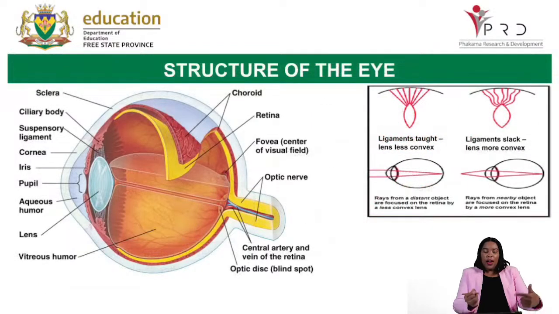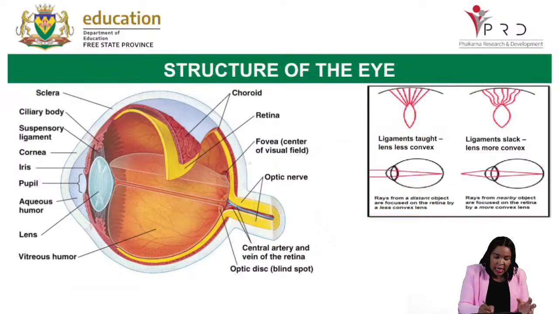Right, so the structure of the eye. How are you going to look at the structure of the eye? Please start from the outermost layer and get into the innermost layer. Remember how we did it before the prelim? You start from the outermost parts and you come to the innermost parts.